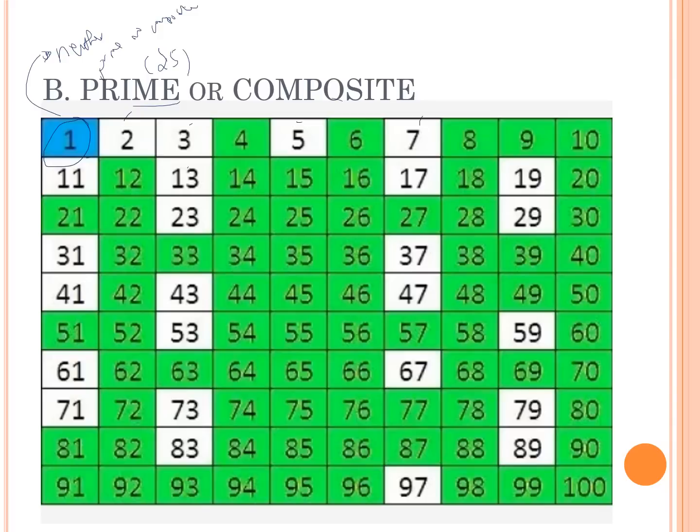And then we have the composite numbers. These are the numbers in green. Okay, so how many composite numbers do we have from 1 to 100? If we are going to subtract 25 minus 1, so 26, 100 minus 26, we have 74 composite numbers from 1 to 100.